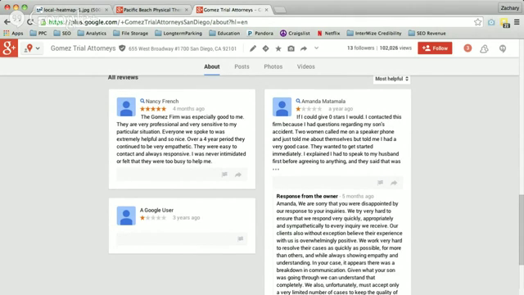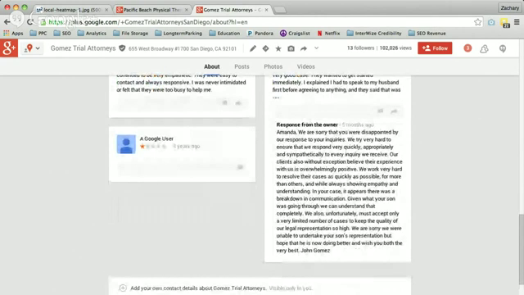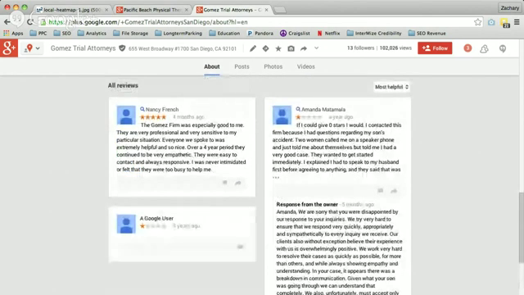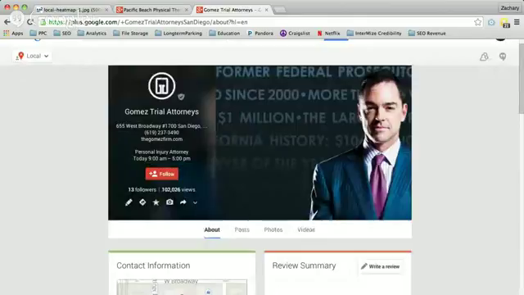What's really important is to engage with the reviewer and try to make them happy, fix whatever it is that went wrong, and see if you can resolve the issue with them privately. And if you can, great. Hopefully they'll change the review or modify it or remove it. If they don't, then you need to write a reply. In this case, a reply was written, and it's very important for searchers to see that you're engaging the public and you're trying your best to make people happy and take care of business. So this is an example of a very good review and an example of managing the review and the Maps profile in a very knowledgeable way.